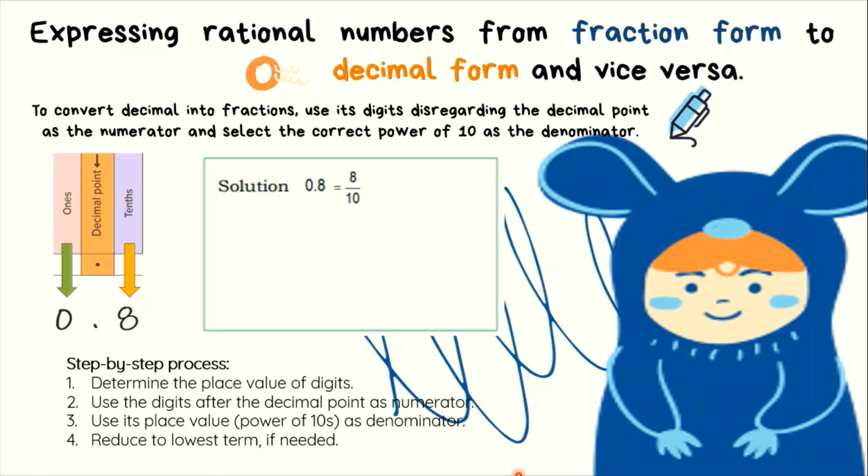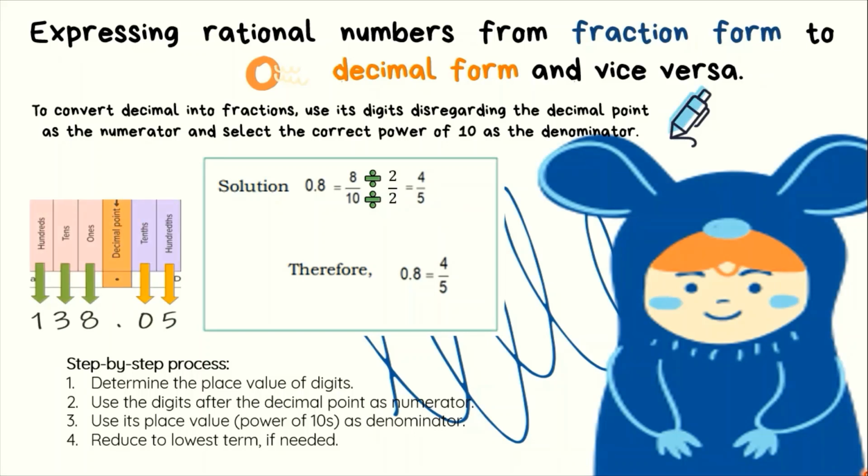Kapag alam na natin yung kanilang GCF, pwede na natin siyang i-divide both by the numerator and the denominator. 8 divided by 2 and 10 divided by 2, ang ating magiging sagot ay 4/5 or 4 over 5. Meaning, si 8 tenths at si 4/5 ay pareho lang ng fractional value. They are equivalent fractions. Therefore, 0.8 is equal to 4/5.